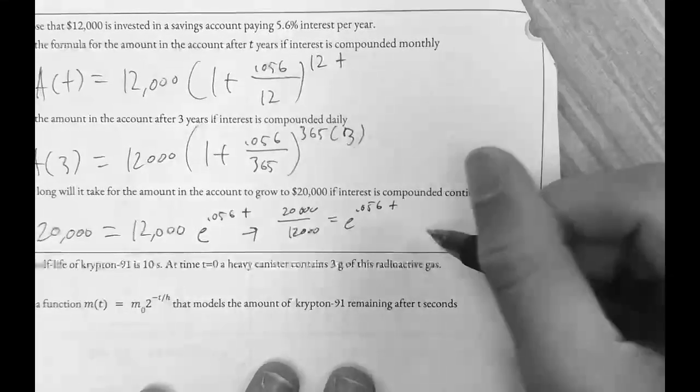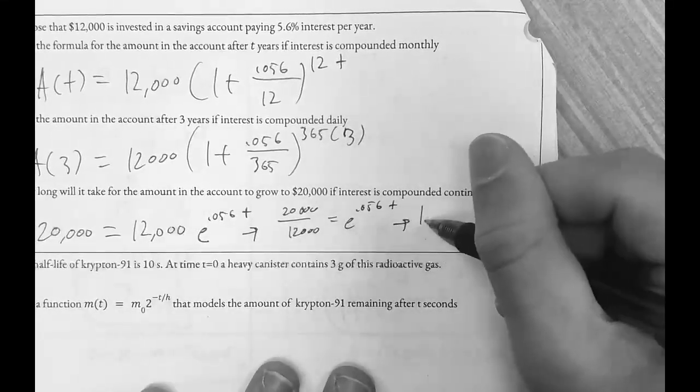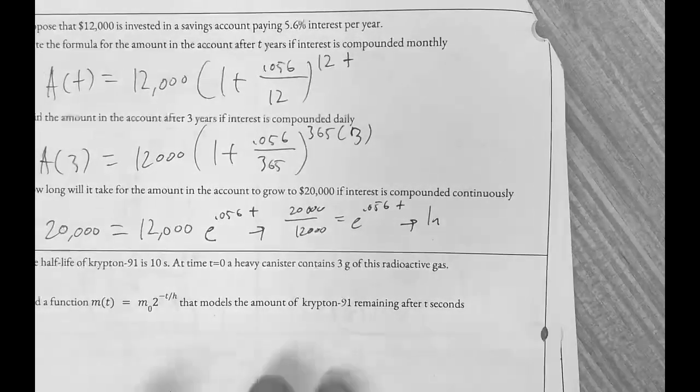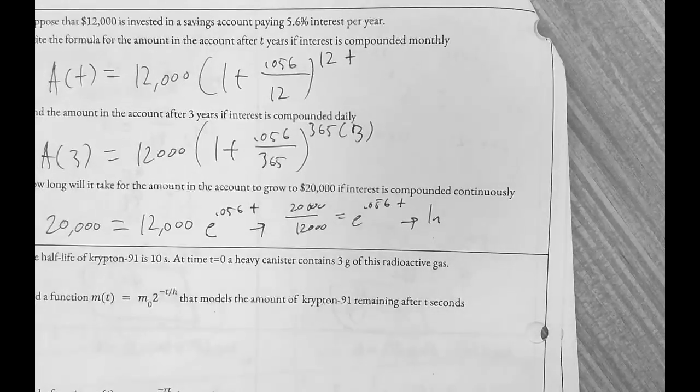We're going to take the natural log of both sides, so we're going to get ln. I'll figure out what that is, 20,000 divided by 12,000, that's 1 and 1/3.